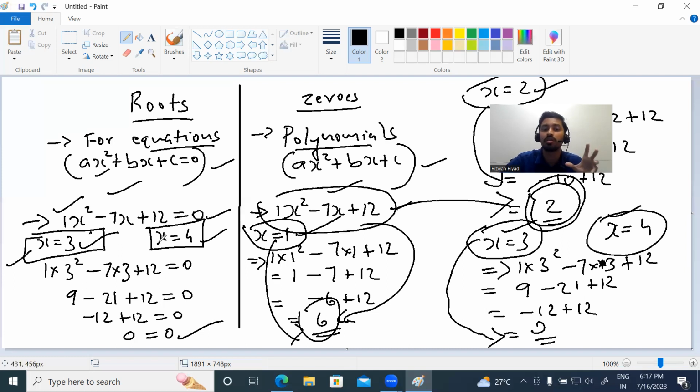So this is the major difference between roots and zeros. You should know the difference to avoid mistakes. Roots are for equations and zeros are for polynomials. You should begin with this difference.